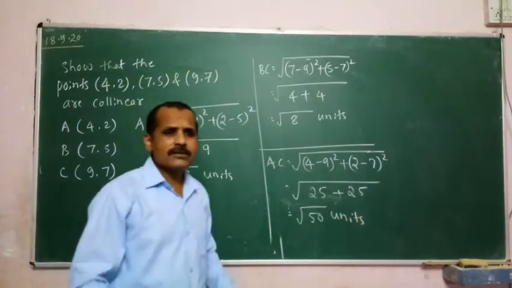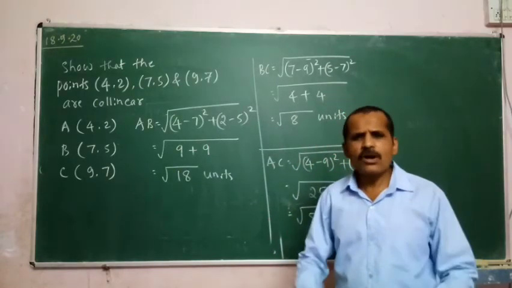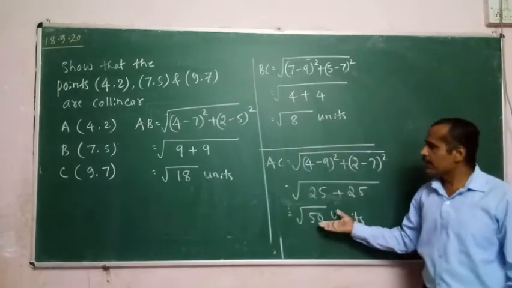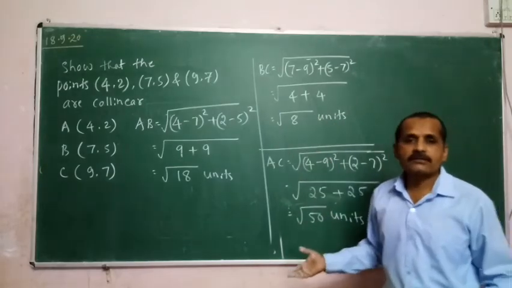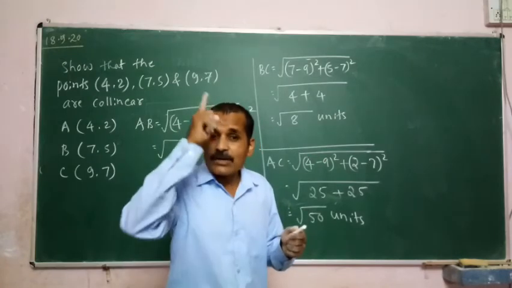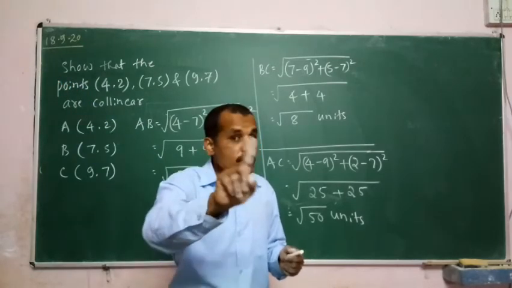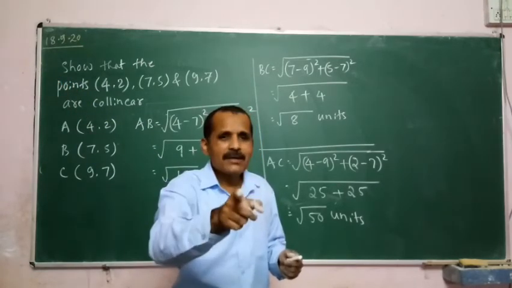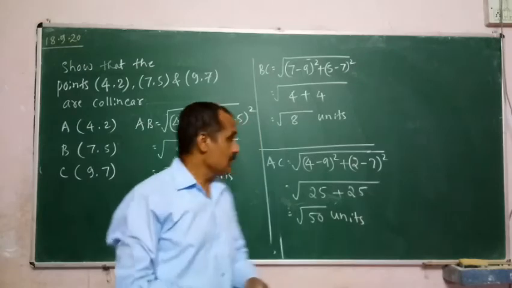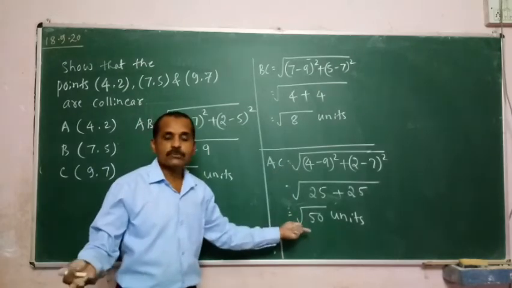After reaching up to here, the child says, sir, the problem is wrong. The problem is wrong because one is root 18, one is root 8, one is root 50, nothing you can add. And what I told you, to prove it is collinear, add any two, you should get the third answer, not by squaring, as it is. AB, BC, AC: out of those three answers, add any two, you should get the third answer. Unfortunately, root 18, root 8 on adding, no.